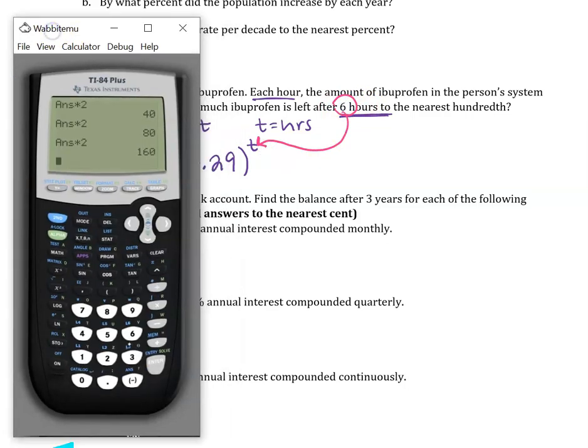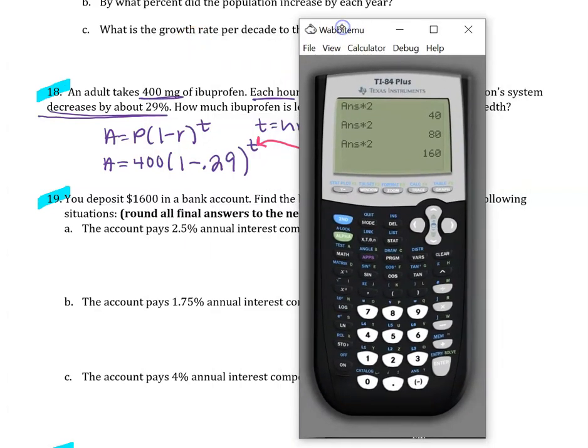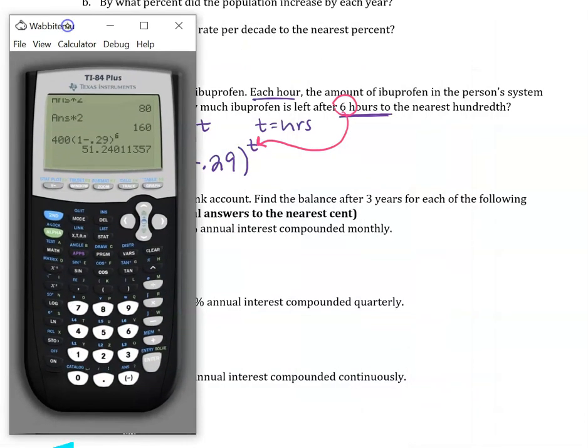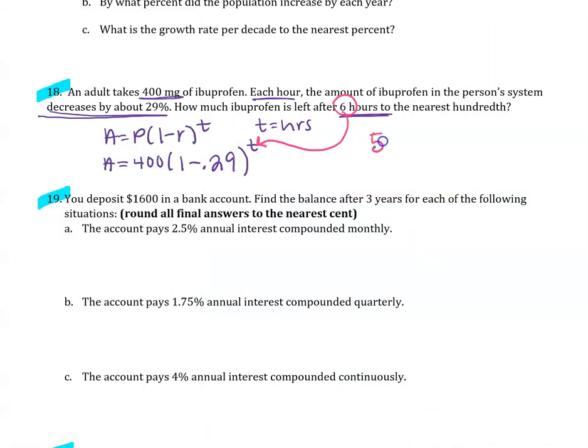So I go to my calculator. Okay, so that's our answer. So to the nearest hundredth, 51.24. That's how many milligrams you'd have left in the system.